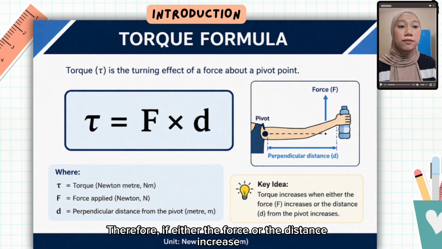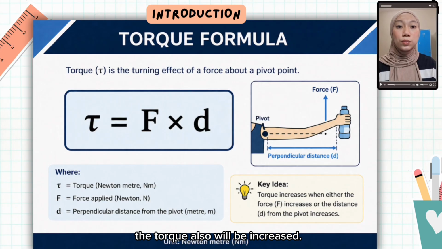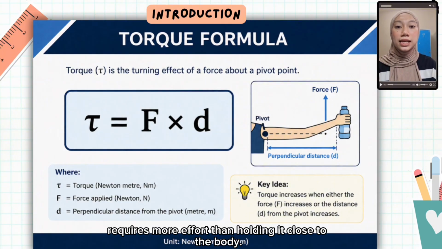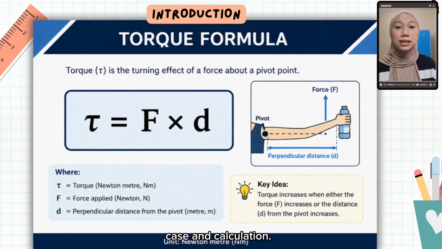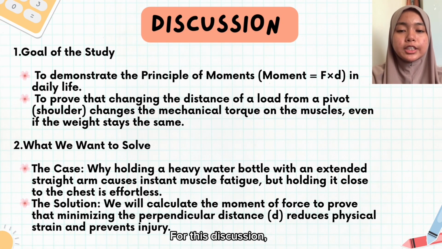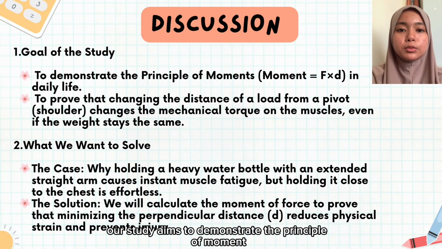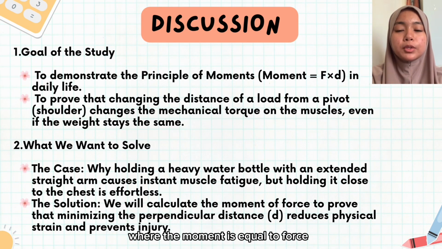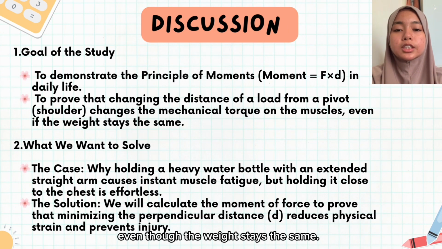Therefore, if either the force or the distance increases, the torque will also increase. This explains why holding a heavy object further away from the shoulder requires more effort than holding it close to the body. This is the concept that will be used in our case study and calculation. For this discussion, our study aims to demonstrate the principle of moments, where the moment is equal to force multiplied by the perpendicular distance. We want to show that changing the distance of a load from the shoulder, which acts as the pivot, changes the torque on the muscle even though the weight stays the same.